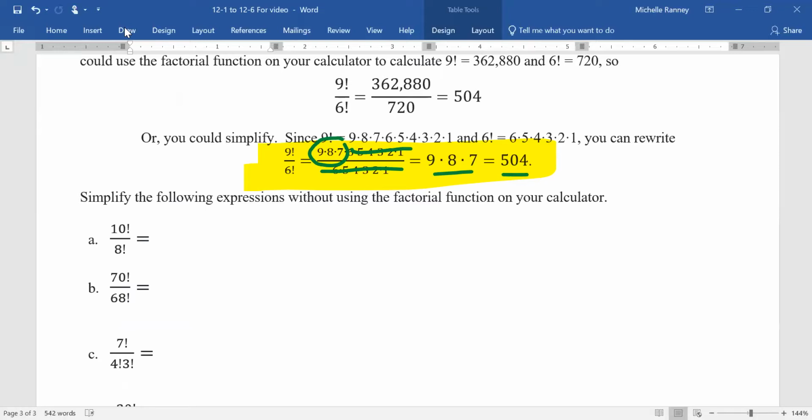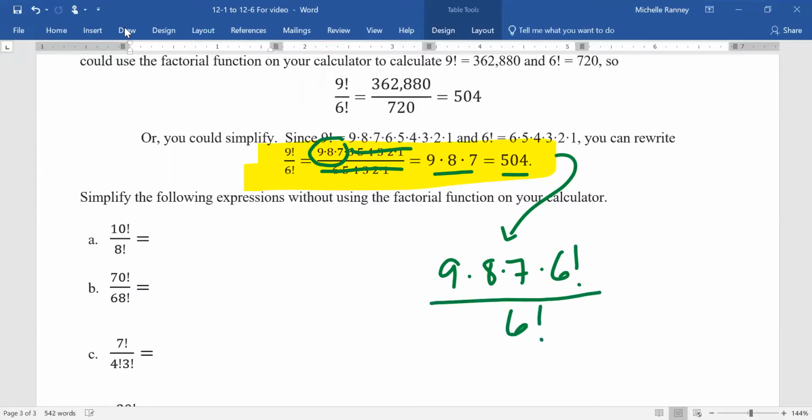504. Now, the way I write these out is, let me just write it out down here. I would write 9 factorial, not all the way down to 1. I would write 9 times 8 times 7 times, and I would stop at 6 factorial because I know on the bottom I have a 6 factorial. And 6 factorial is still 6, 5, 4, 3, 2, 1. But instead of writing it out, I know that this and this are going to cancel, and I get my 9 times 8 times 7.